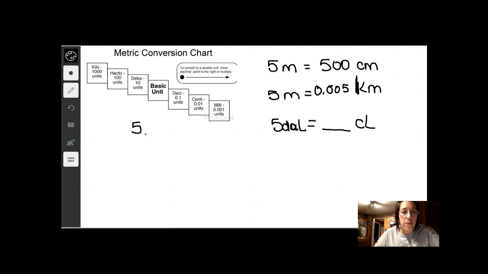Okay, put my decimal back in. Multiply by 10 to go to liters. Multiply by another 10 to go to deciliters. And then by another 10 to go to centiliters. Fill those holes with zeros. And 5 decaliters would be 5,000 centiliters.